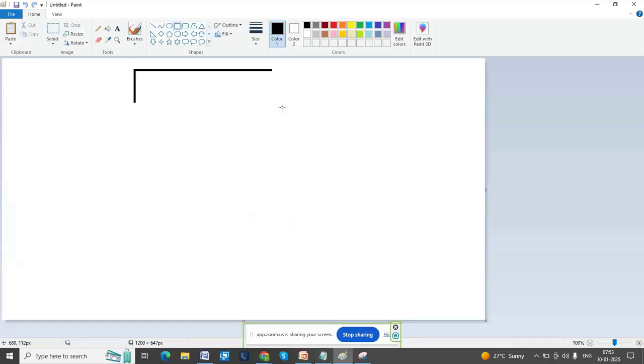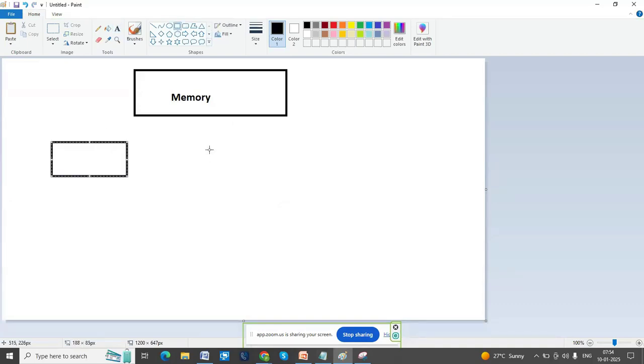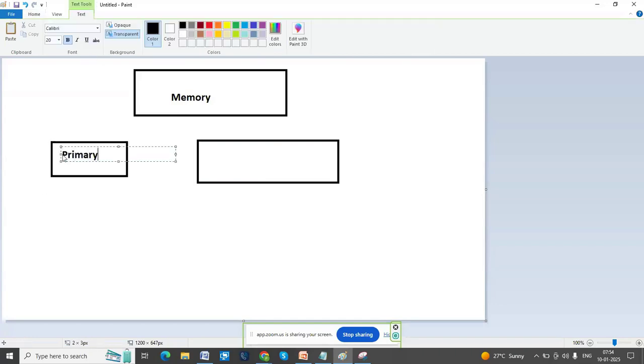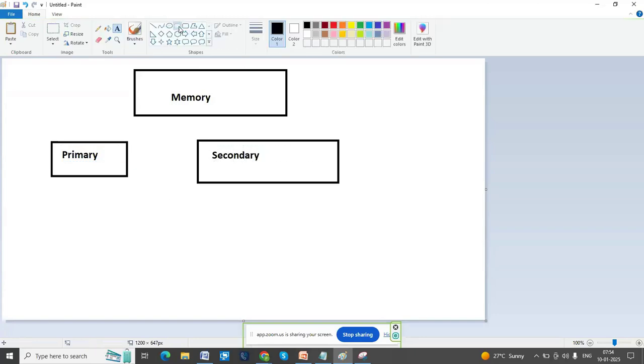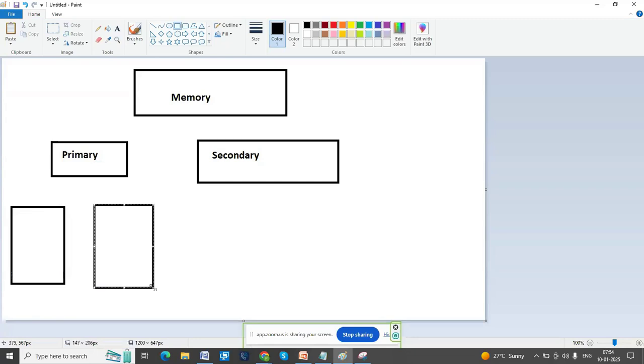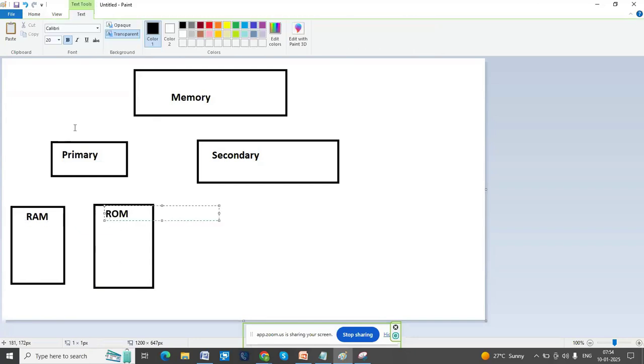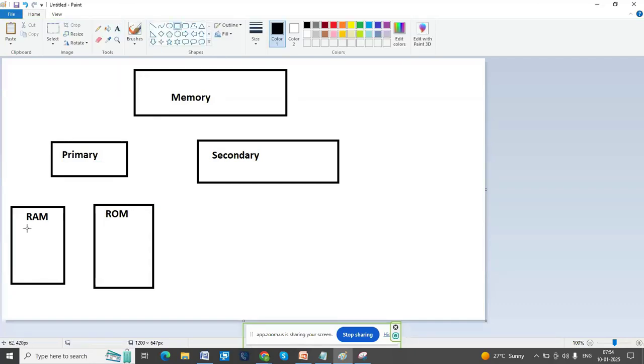See, there will be memory. Memory is subcategorized as primary or secondary. Again, primary types may be RAM and ROM. Okay. Now again, RAM has 3 types.